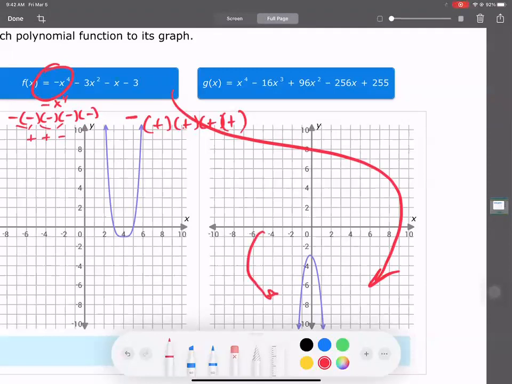One more hint to this. What's the y-intercept of the problem? 0, 0, 0. What's the only number left? Negative 3. Take it out, negative 3. That's my y-intercept.